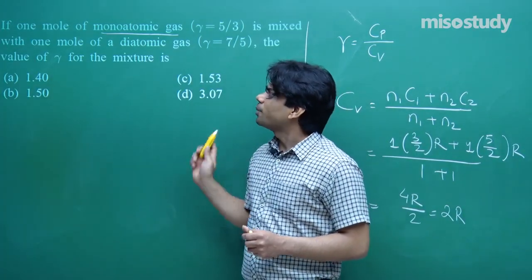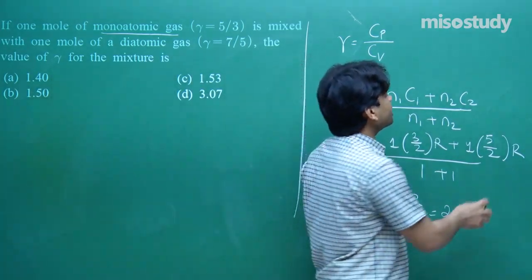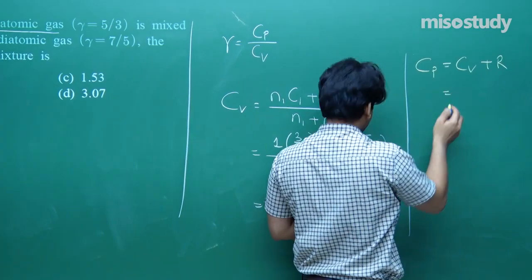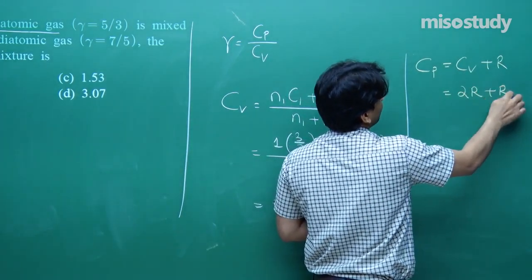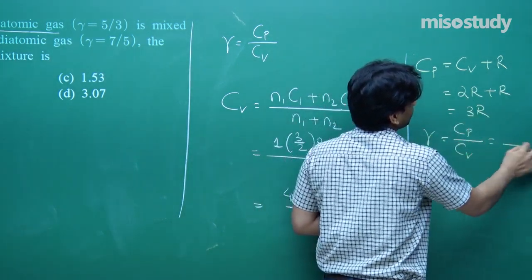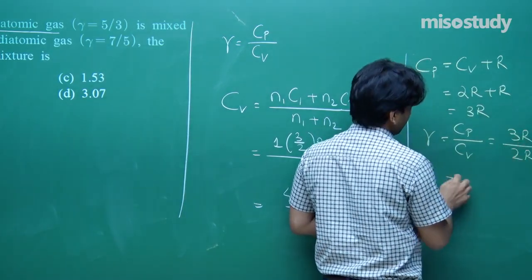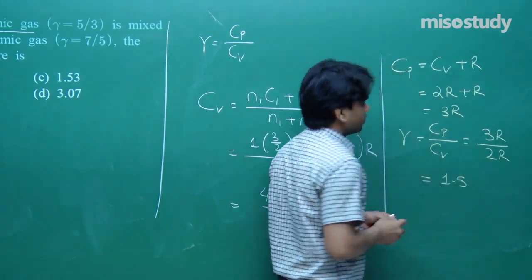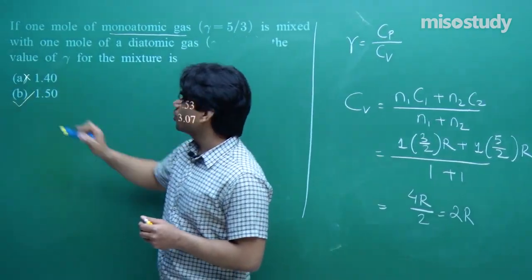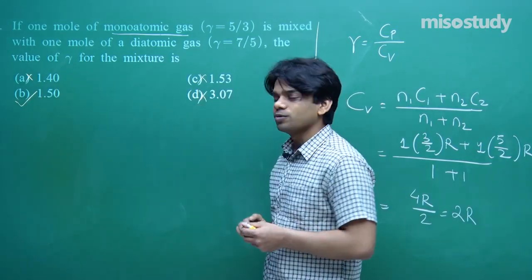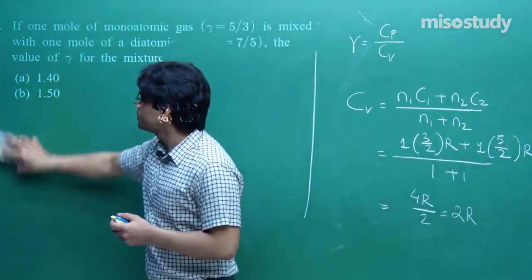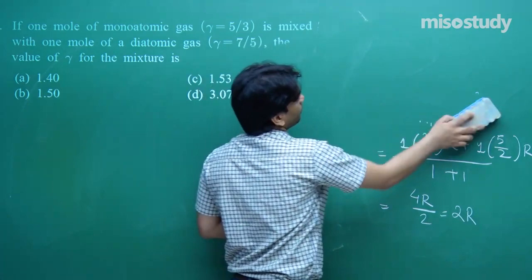Now you see here, we need to find the gamma. That means we also need Cp. Cp is equal to Cv plus R, that is 2R plus R, equal to 3R. Now gamma, as I told you, is Cp by Cv, that is 3R by 2R. Clearly 3 by 2, or 1.5, will be the value of gamma. Let me check the options: 1.4, no; 1.50 is the right answer; 1.53, no; and 3.07, no. So 1.50 is the right answer for this question. Hope you have understood how to find the gamma for a mixture.